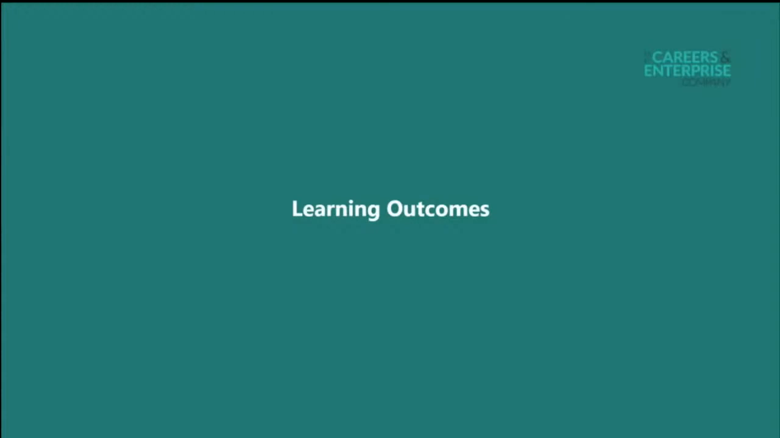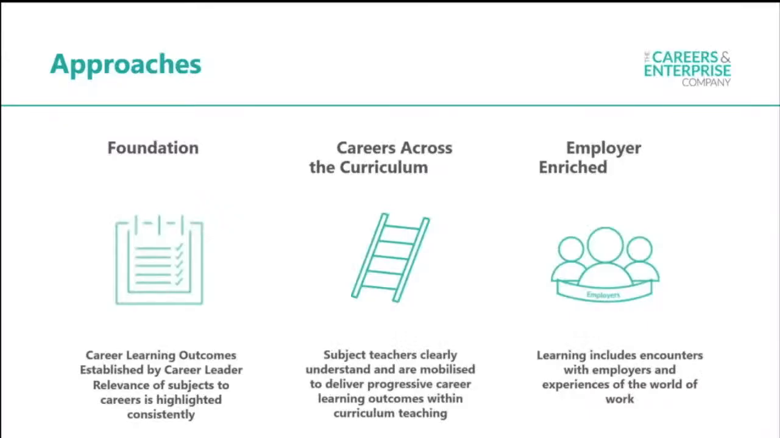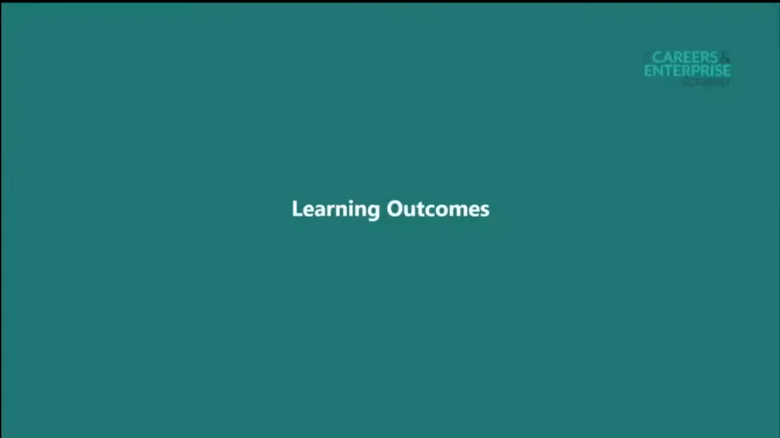So the ultimate starting point, as I said, is what we're looking at today is that you've got a strategic careers plan. And from that careers plan, you've got subsequent progressive learning outcomes which underpin your careers programme that support strategic priorities and vision, and which most importantly lead to positive outcomes for students.